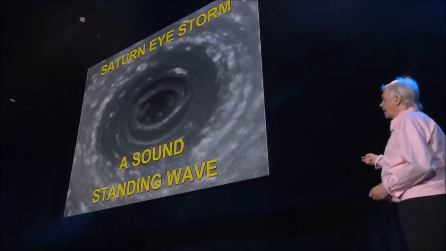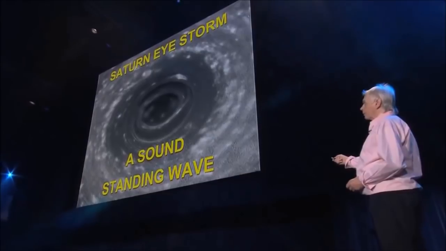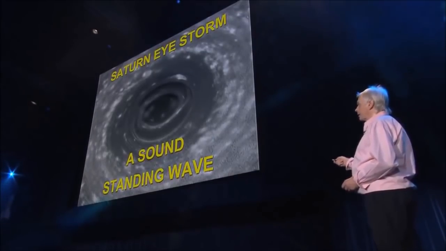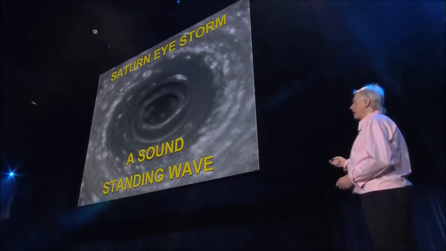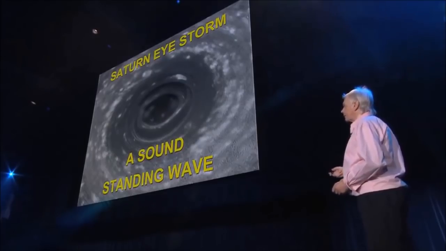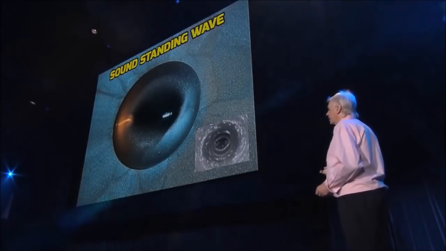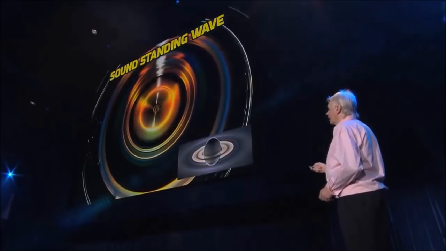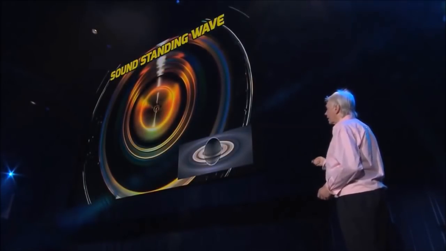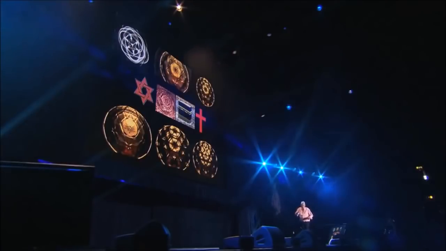This is a standing sound wave, and it's an eye storm at the south pole of Saturn, which is permanently going round, and will do so while the sound coming from Saturn is that sound and that frequency. There's a standing wave, looks like an eye, done in a studio. This is the standing wave of rings done in a studio, just like Saturn. It's all sound.